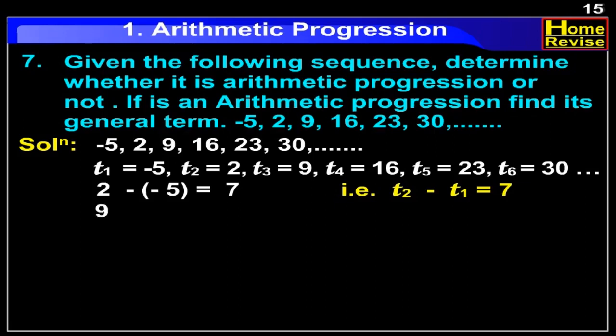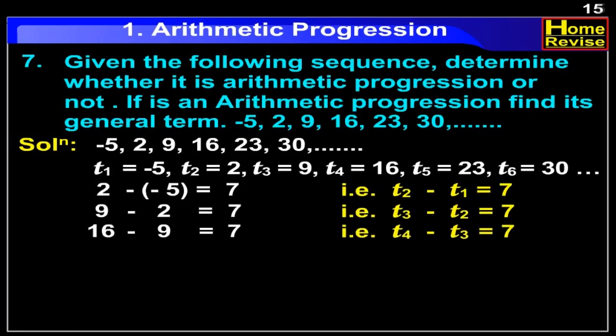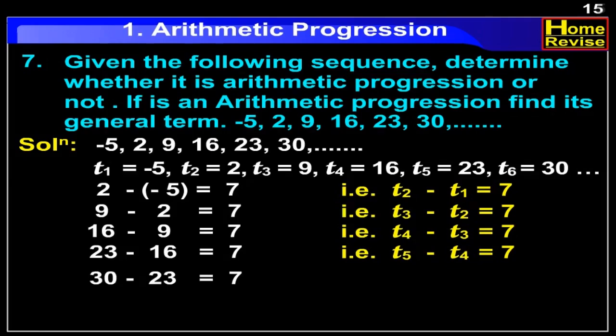Similarly, 9 minus 2 is equal to 7. That is, T3 minus T2 is equal to 7. Also, 16 minus 9 is equal to 7. That is, T4 minus T3 is equal to 7. Further, 23 minus 16 is equal to 7. That is, T5 minus T4 is equal to 7. And 30 minus 23 is equal to 7. That is, T6 minus T5 is equal to 7.